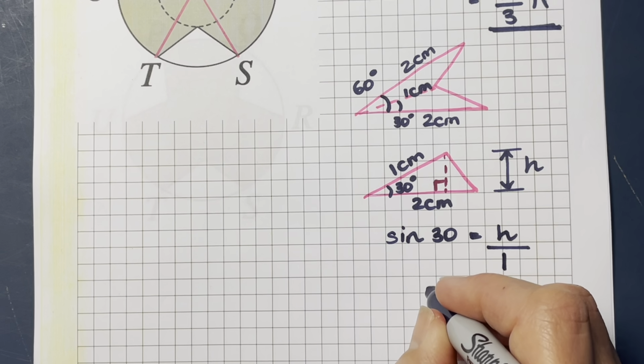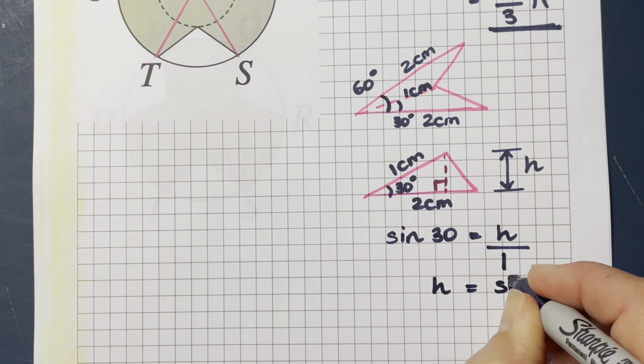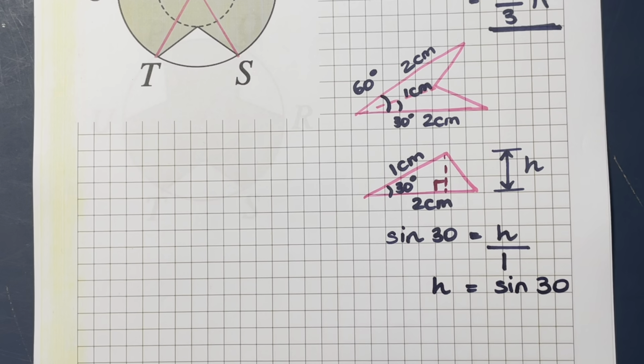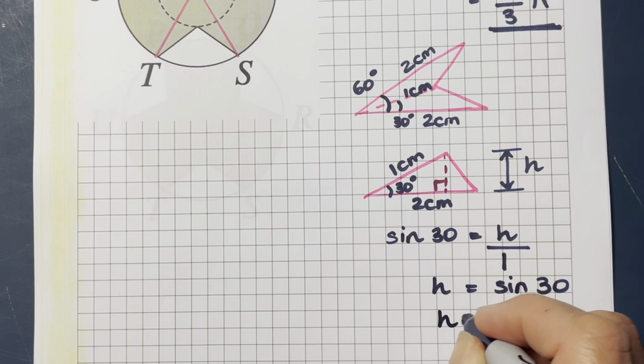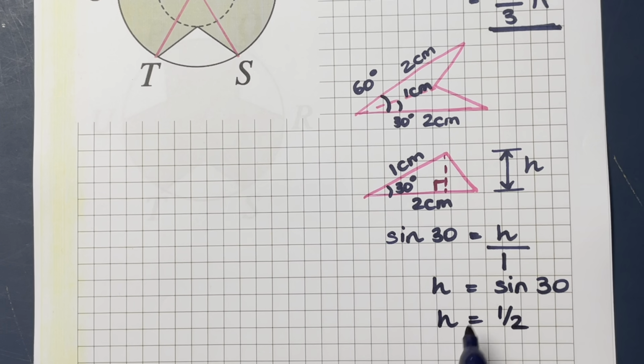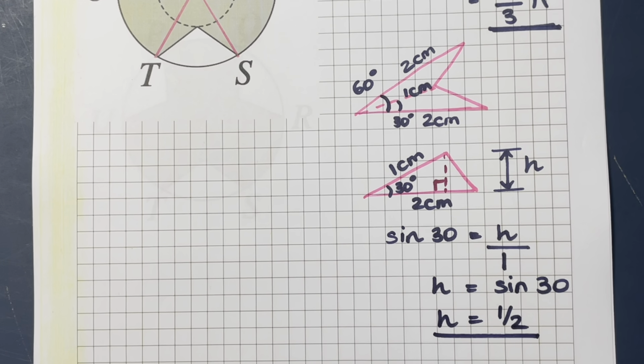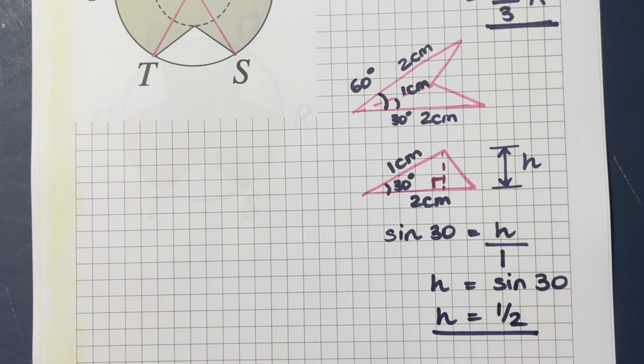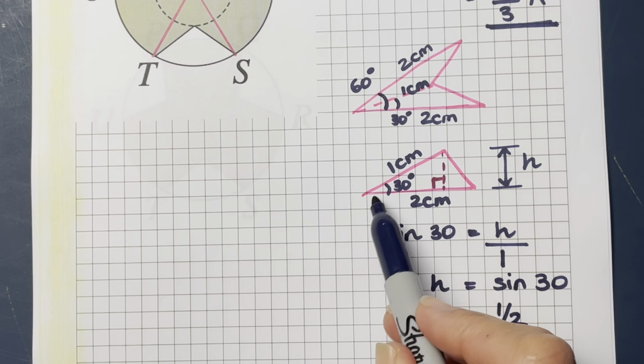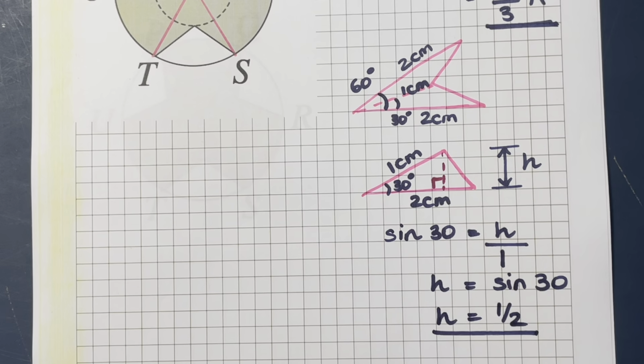Therefore, I know that H equals sine 30. Now, this is important that I know that sine 30 is 1/2. Remember, I don't have a calculator for the UK Maths Challenge. H is 1/2. I think we're fairly close to solving this now. So I can work out the area of this triangle.